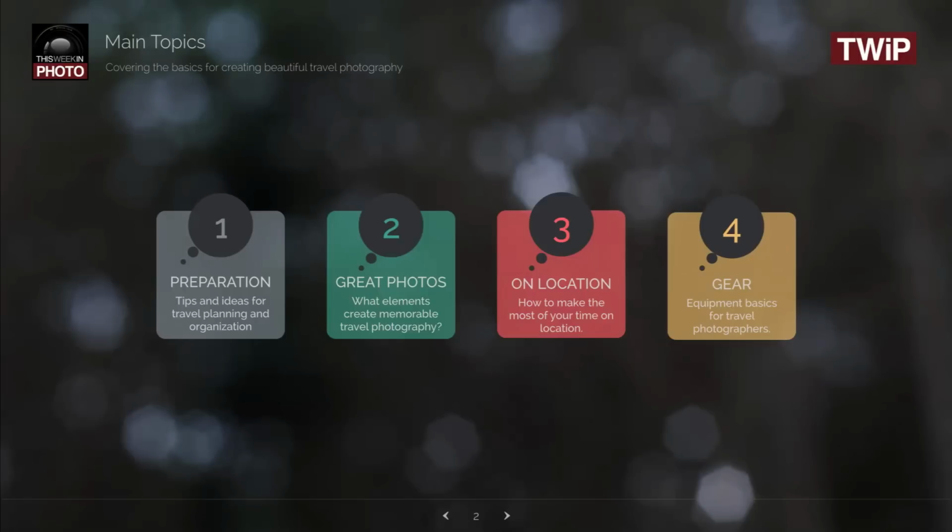So the second chapter is going to be a little conversation about great photos. What makes a great travel photo? What elements should you include in a travel photography portfolio? What goes into making memorable travel photography? The third chapter is going to be some tips for on location, how to make the most of your time when you are in your far-off location or down the street. You can shoot travel photography in your hometown. We just don't generally refer to it as travel photography.